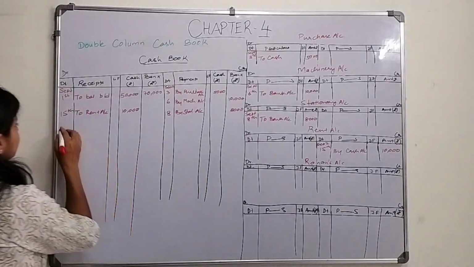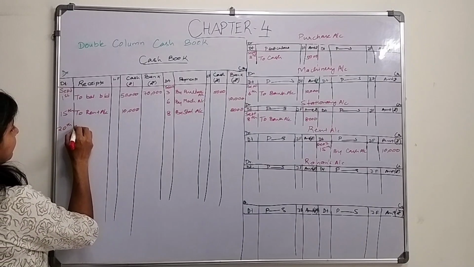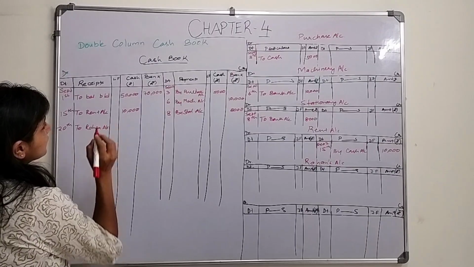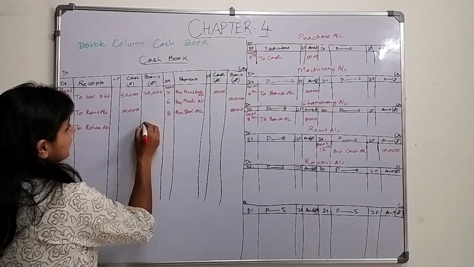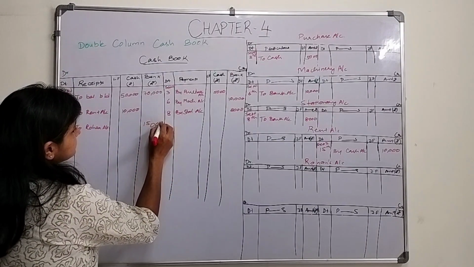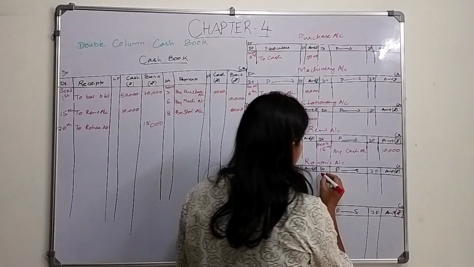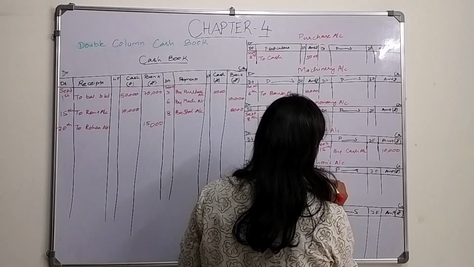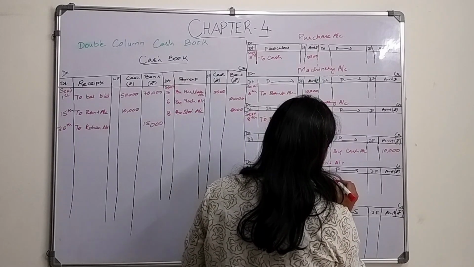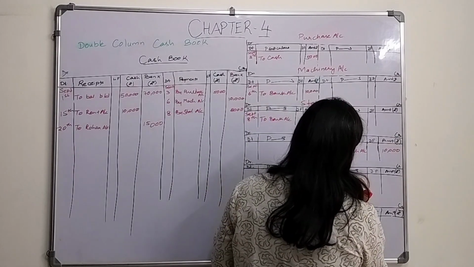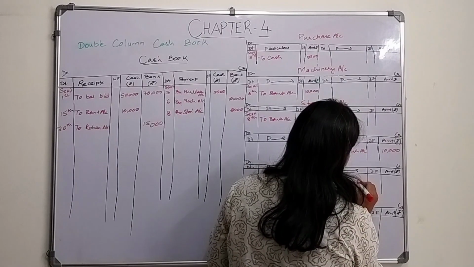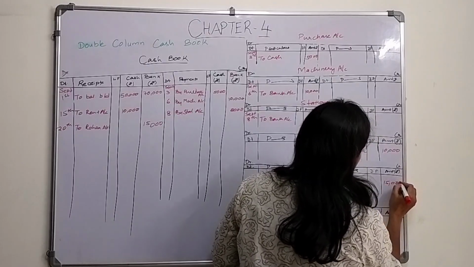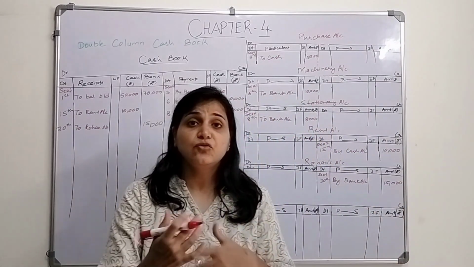on 20th. Let's say to Rohan account. He gave me, let's say, 15,000, and Rohan's account will be September 20th by bank account 15,000.